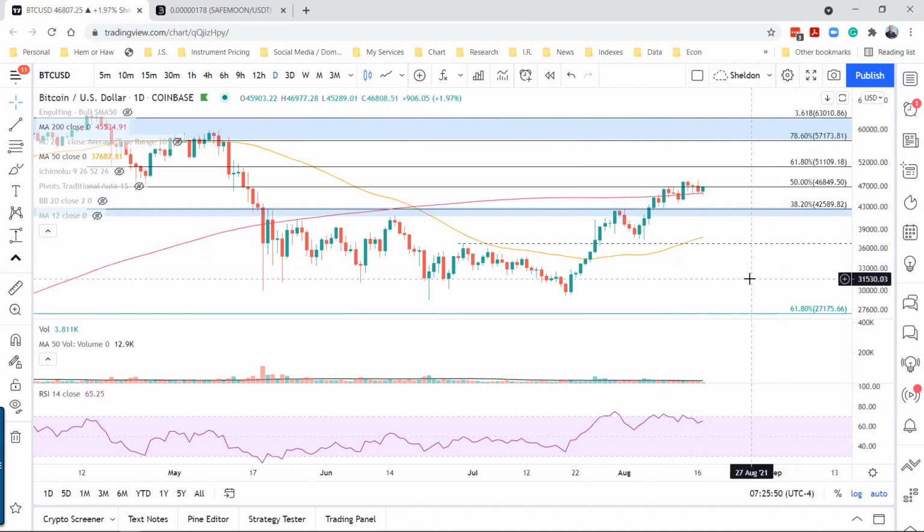So at this point, I'm still bullish. I'm bullish above 43,000 to 41,000. Anything above that is just a correction process. It's about a 10% pullback in that range, so that's completely healthy and nothing wrong with that at this point. So I'm still bullish.